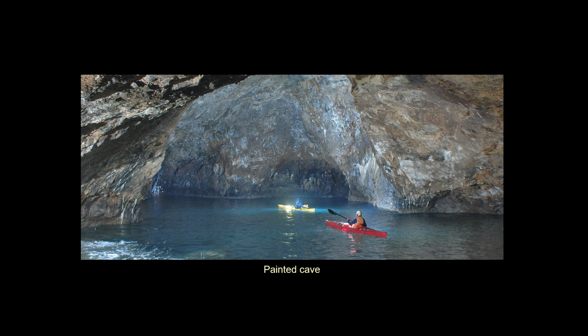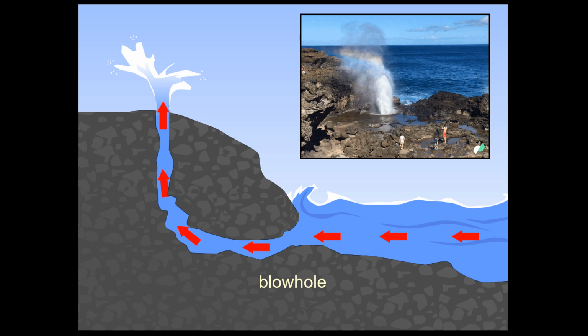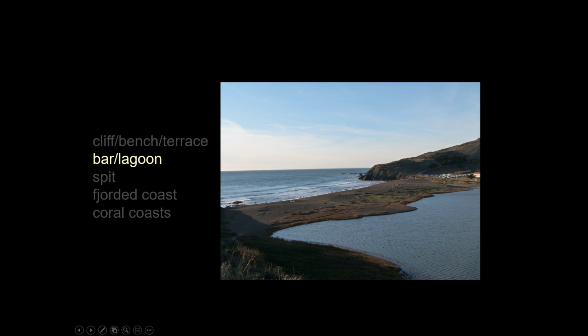Here's another view inside that same sea cave on Santa Cruz Island. These geos, or inlets, created by wave action are another typical feature associated with cliff bench terrace. And then also the blowhole. Blowholes are sort of unusual. When you're standing by them, they look like geysers, but they're created by waves. So you have wave action where water is pushed into a hole that's under the water level, and that increases pressure, and that pressure pushes the water out of the blowhole.